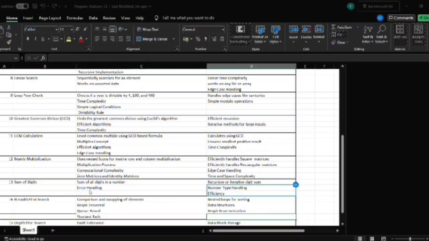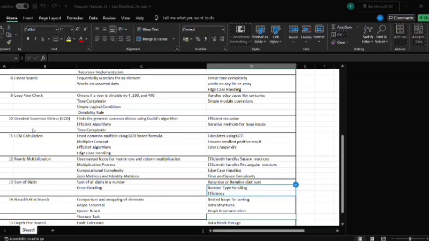15. Depth first search, DFS. Graph representation. DFS explores a graph by going as deep as possible along each branch before backtracking. Stack-based. DFS is often implemented using a stack to keep track of the nodes to be visited.